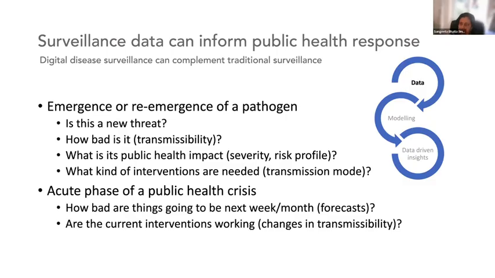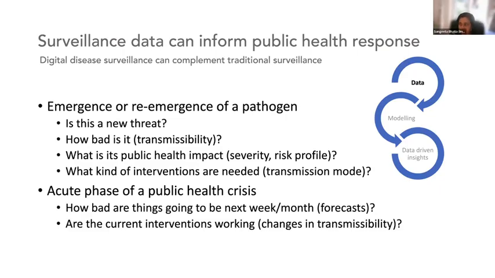Then as an outbreak spreads and enters into an acute phase, forecasts of key indicators like cases or deaths or hospitalizations are used to raise situational awareness, but also to plan public health response. And at the same time, we need to monitor the changes in transmissibility to assess whether the interventions that we have deployed are actually working. And none of these questions can be answered without surveillance data.